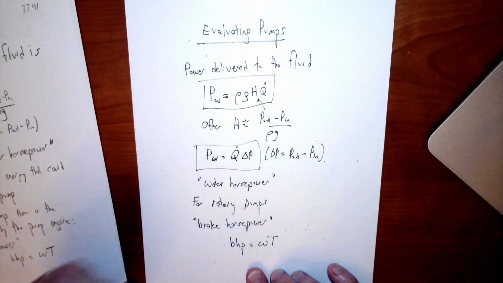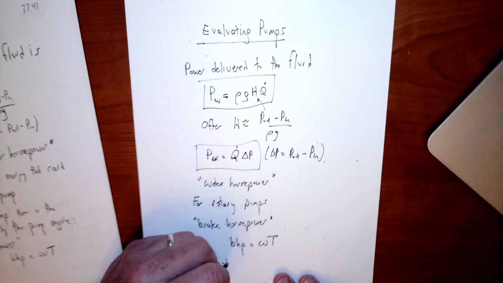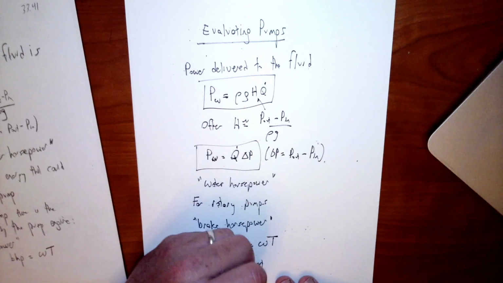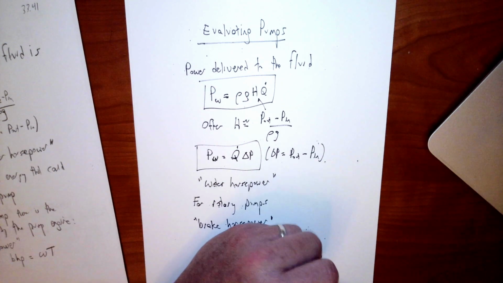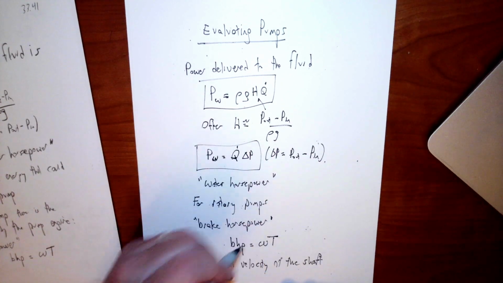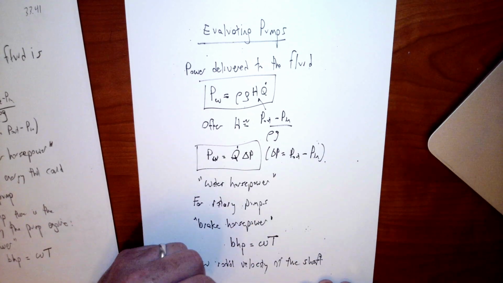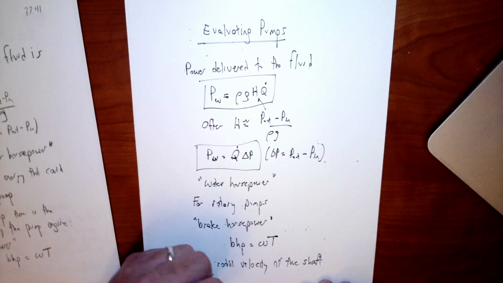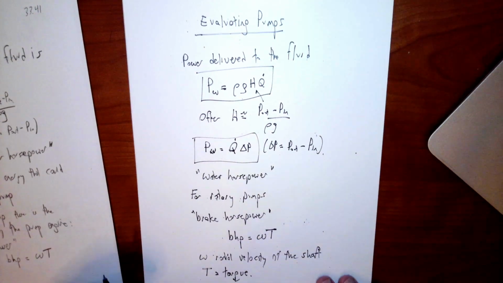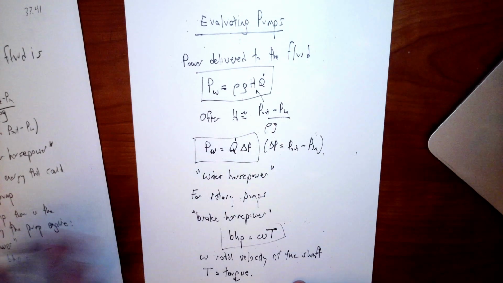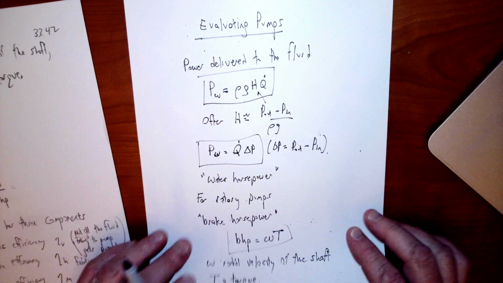And you calculate it as omega T. Now here omega is your radial velocity of the shaft, whatever that shaft is that you're rotating to rotate your rotary pump. So it could be the shaft on the propeller, shaft on the turbine, shaft on the fan. So that's your radial velocity of the shaft. And T, of course, is going to be torque, the torque that's applied by that shaft or to that shaft. So that's going to be the way you calculate your brake horsepower. If you know how fast your shaft is turning and you know how much torque is being applied, then you can calculate that.